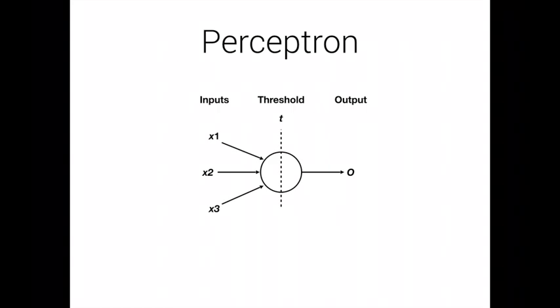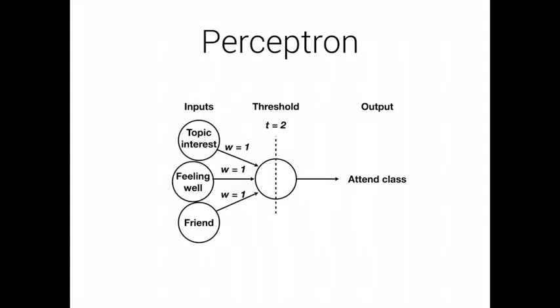Here's our simple perceptron. We've got a bunch of inputs, and then we've got a bunch of weights that feed into the threshold that give us some kind of output. So what would an example of this look like? We could look at whether or not you might attend class. So let's say the inputs are whether you find the topic interesting, yes or no, whether you're feeling well or not, yes or no, and whether your friend is attending, yes or no.